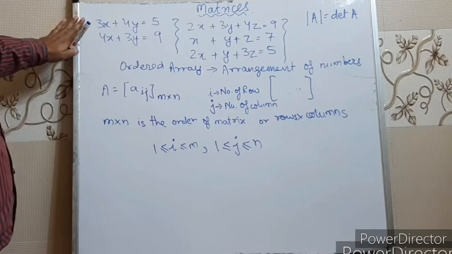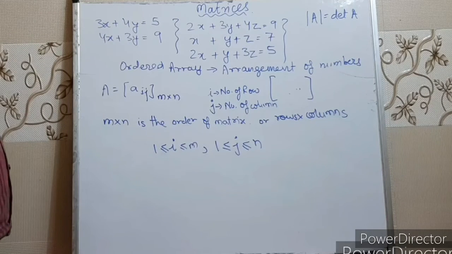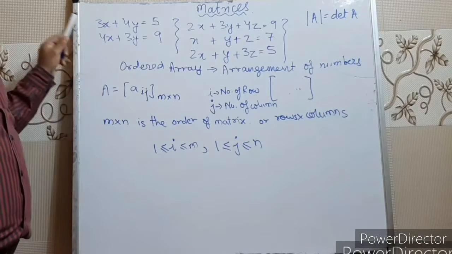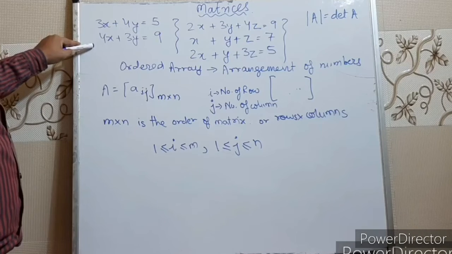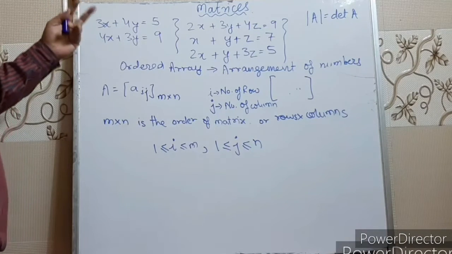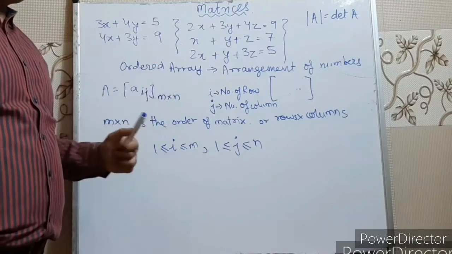Let's take an example. Suppose this is a linear simultaneous equation. You know how to solve this? There are many methods of solving. When you solve these two equations to find the value of x and y, for two unknown variables, two equations are required. Similarly, for three unknown variables, three equations are required.